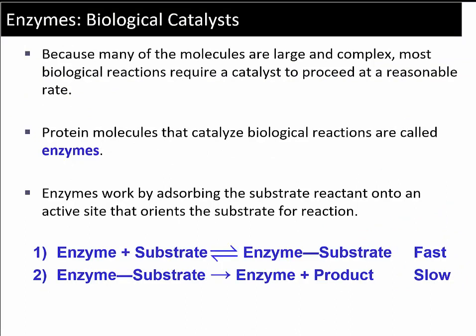Enzymes are biological catalysts because many of the molecules are large and complex in biochemistry. Biological reactions often require a catalyst to proceed at a reasonable rate. So you have this big, long, spaghetti-like string of protein or polymer that's going to make up a protein, and that sequence needs to be folded in the right orientation. If you just relied on random folding of this big, long peptide string into the right conformation, it may not get there. It may get stuck in some intermediate. And even if it didn't, it would probably take a really long time to randomly assemble that.